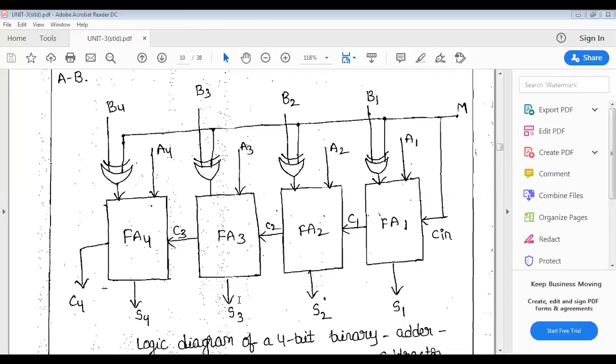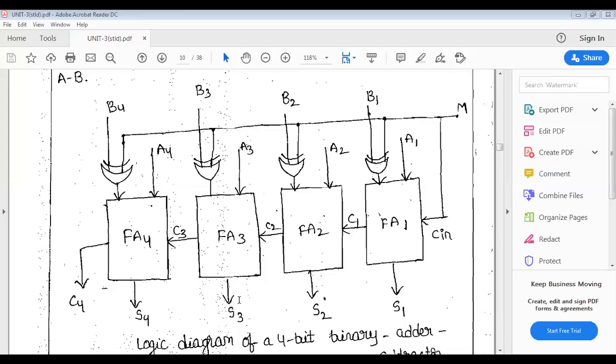Okay, my dear students. Then finally, we got the sum S1, S2, S3, S4, and C4 is nothing but C out. That C out is a carry. So in an addition operation, the outputs of all the exclusive OR gates get the same values, B1, B2, B3 and B4.